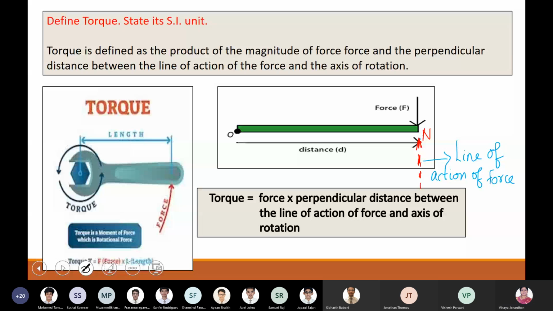So can someone now tell me what will be the SI unit of torque? Was it Newton meter? Newtons. Okay, Newtons. Boys, you write this as tau.